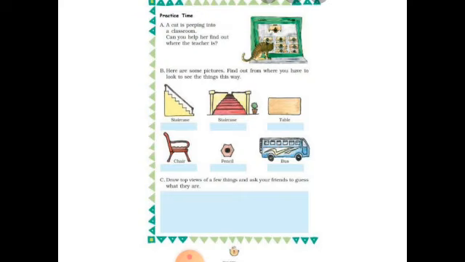Yes, see, children, the teacher is the first one. Only one desk is there, no? That is the teacher's desk. Next, come down, children. B question. Here are some pictures. Find out from where you have to look to see the things this way. Here a staircase is also given, children. The first staircase is which view? Side view. Very good. The second staircase is front view. Very good.